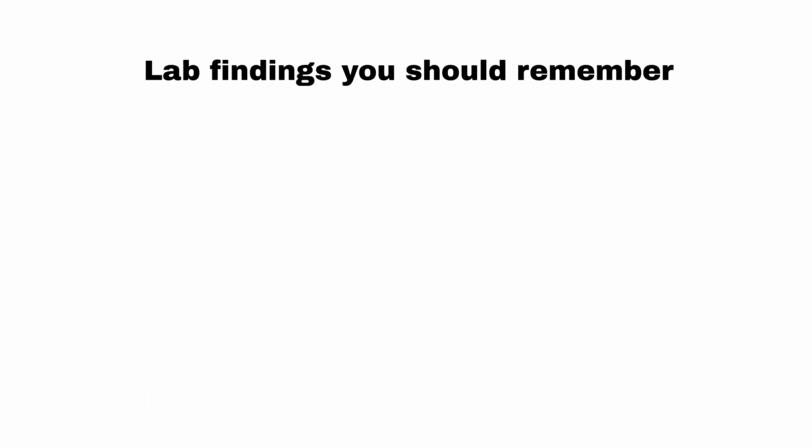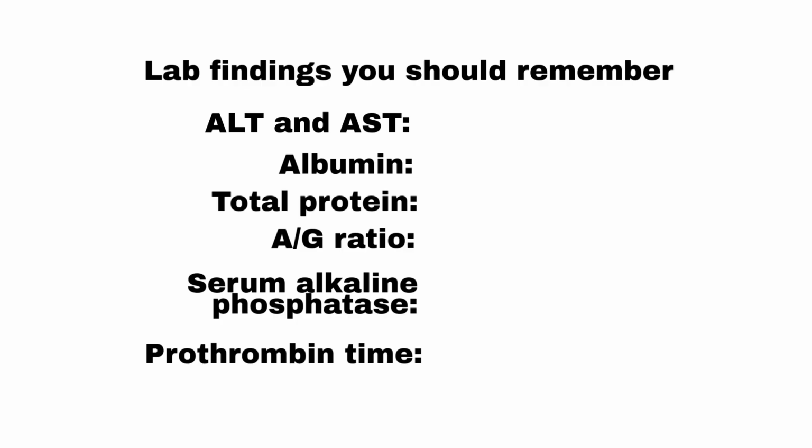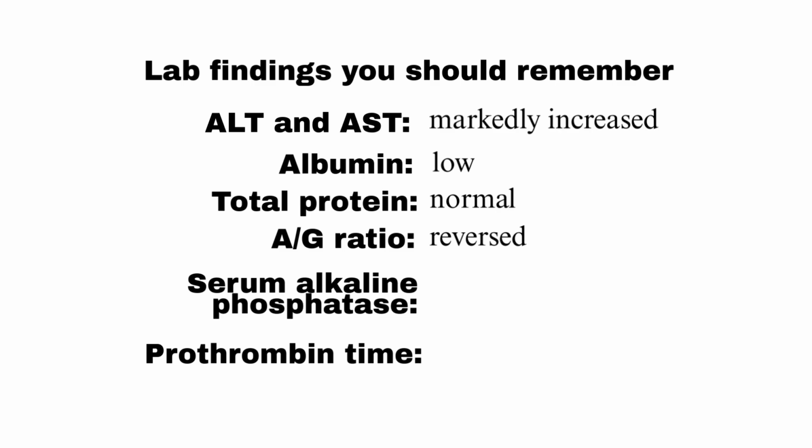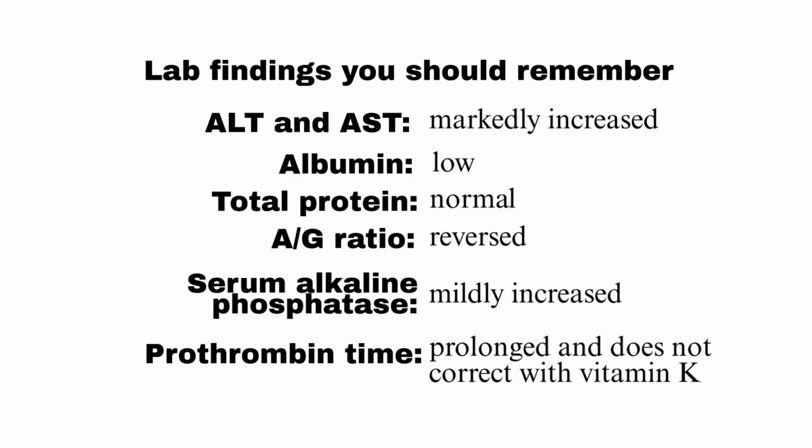Lab findings you should remember. ALT and AST are markedly increased. Albumin may be low. Total protein is usually normal. A to G ratio is reversed. Serum alkaline phosphatase is only mildly increased. Prothrombin time is prolonged and is not corrected with vitamin K.